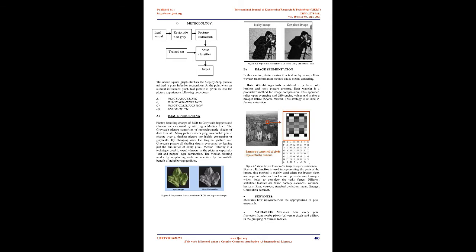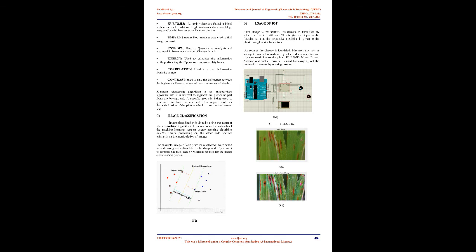4. Methodology. Leaf images. Feature extraction. Conversion to gray level. Train set. SVM classifier. Output. The above block diagram clarifies the step-by-step process utilized in plant disease recognition. When a disease-affected plant leaf image is given as input, the image undergoes the following processes: A. Image processing. B. Image segmentation. C. Image classification. D. Usage of IoT.